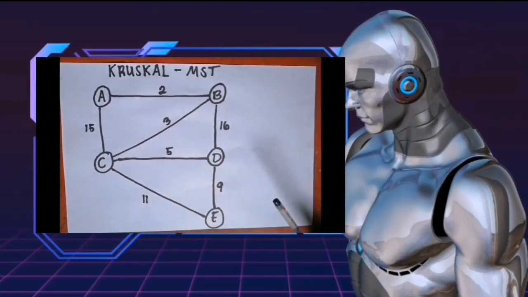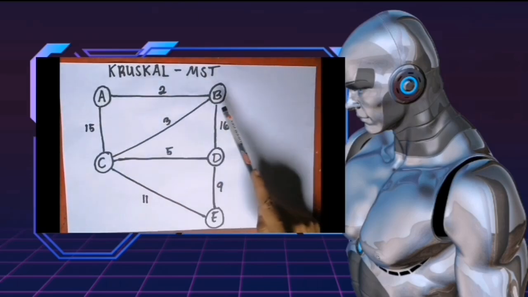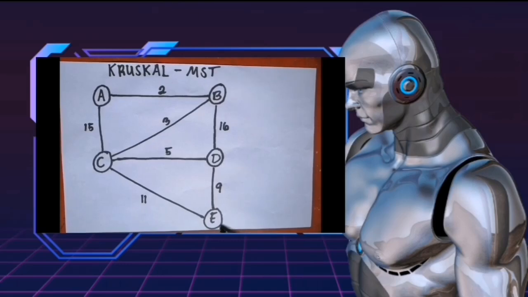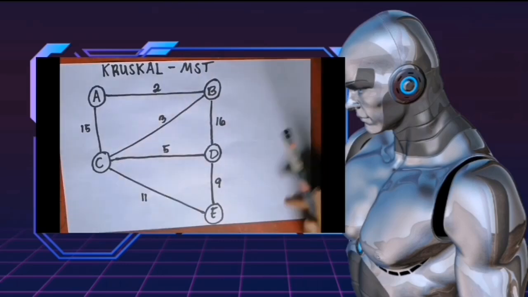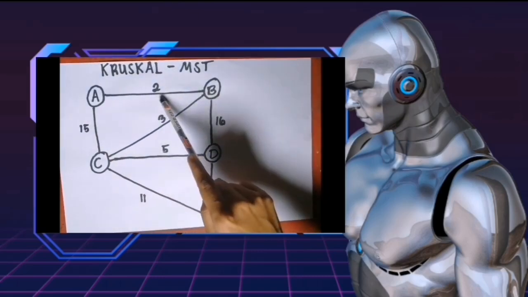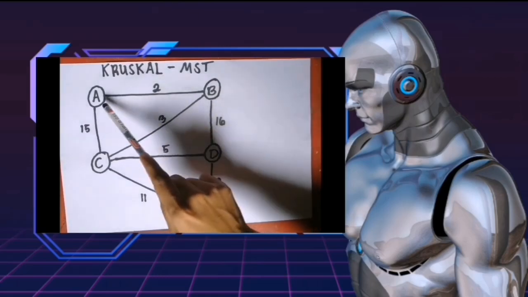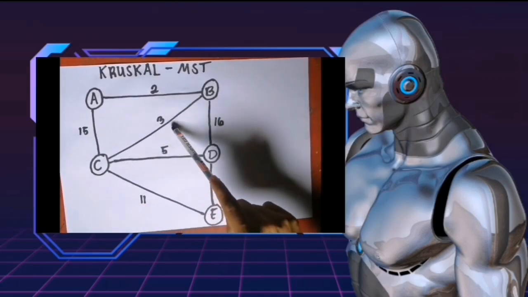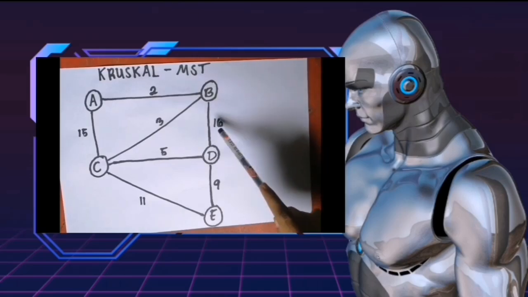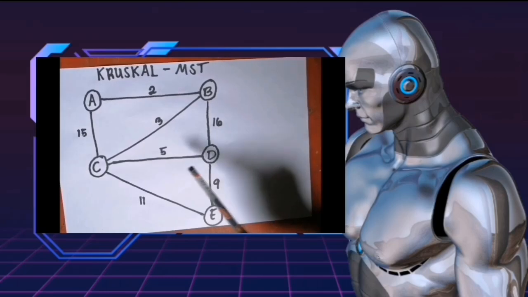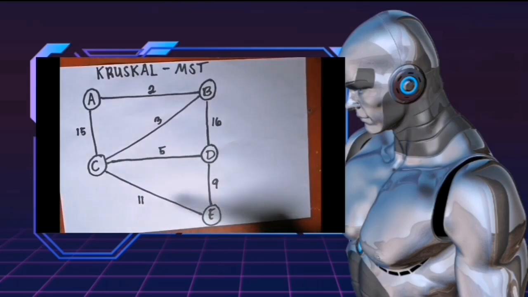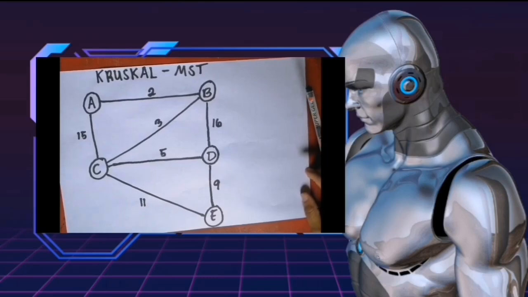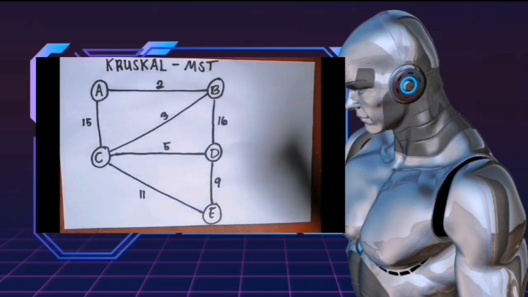We have 5 vertices. We have A, B, C, D, and E. And the edges with their respective weights are as follows. We have AB with its weight 2. AC 15. We have BC 3. We have BD 16. We have CD 5. We have CE 11. And we have DE 9. Now that we have our graph, let's walk through the steps of KRUSKAL'S algorithm.